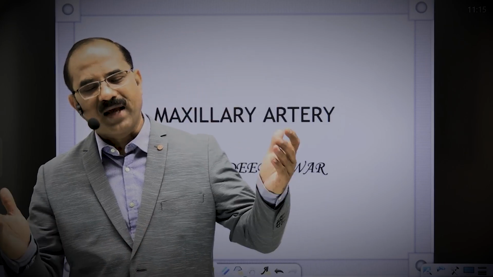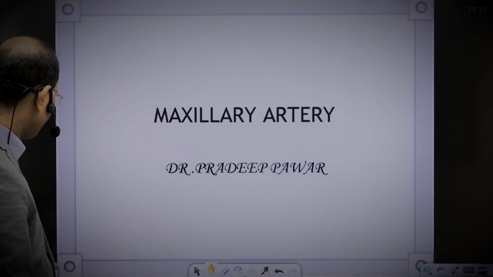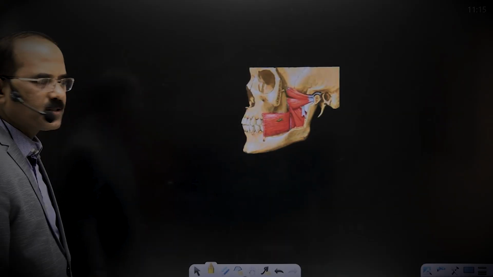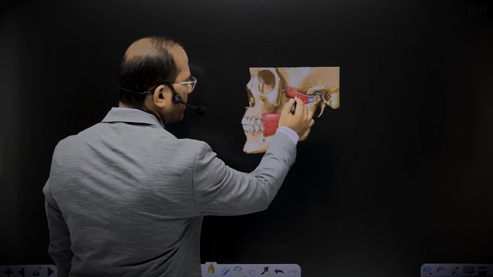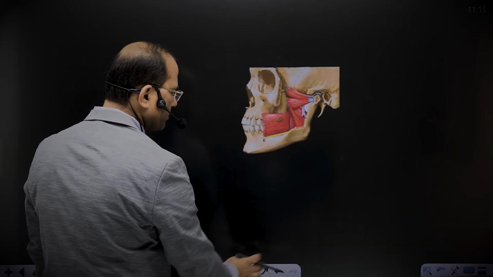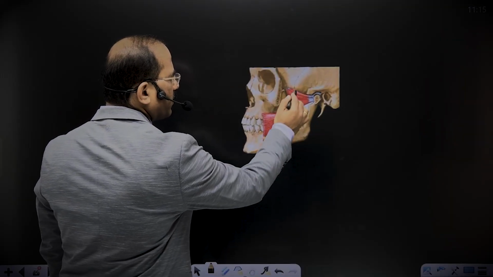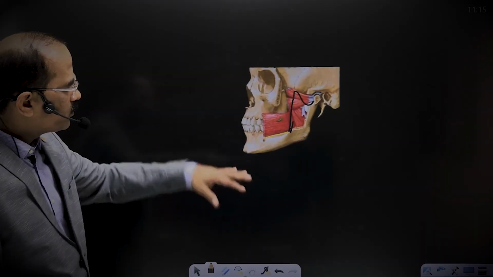Maxillary artery, another very important topic, very important MCQ for you. Have a look at this. We begin with this maxillary artery. Once again, coming to this, that's the body of the mandible. And this is going to be the ramus of the mandible. We remove the ramus.